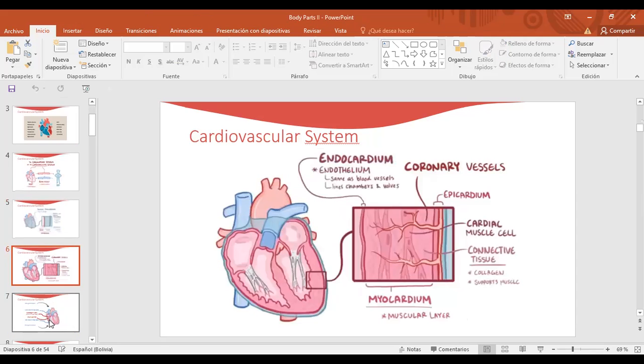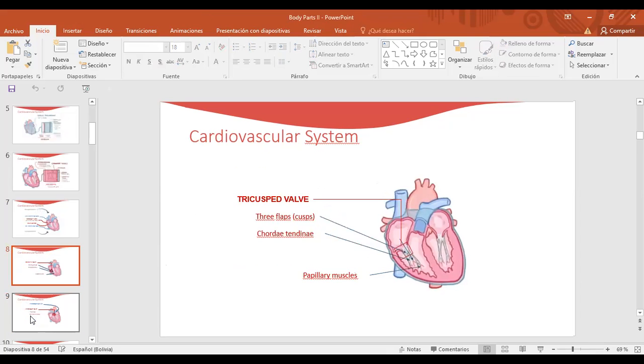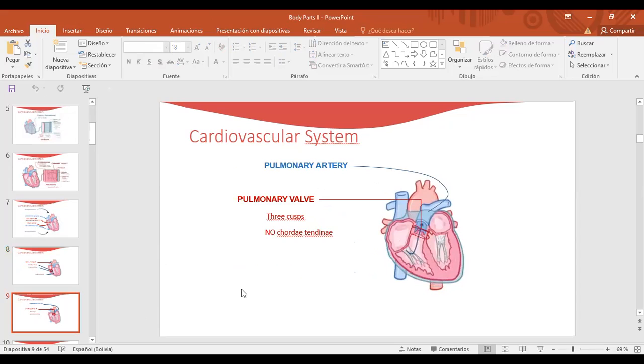What about this one? Is there any doubt? No. Okay. Could you read this word for me? This whole word. Deoxygenated. Awesome. This one, I mean the whole term. Coronary sinus. Great. Why are you so shy? You have great pronunciation. Thank you, doctor.